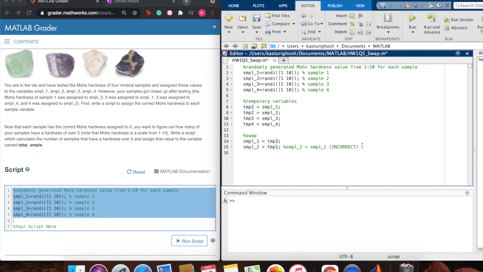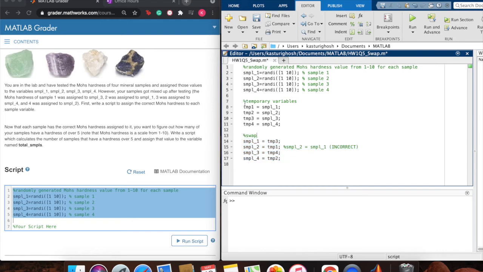Okay, so now I would say SMPL3. Oops. Okay, so SMPL3. Sample 3 was assigned to SMPL4, so it's this, which is TMP4. And sample 4 was assigned to SMPL2. So SMPL4 equals TMP2. All right, so I have my swapped values and this will work for me.